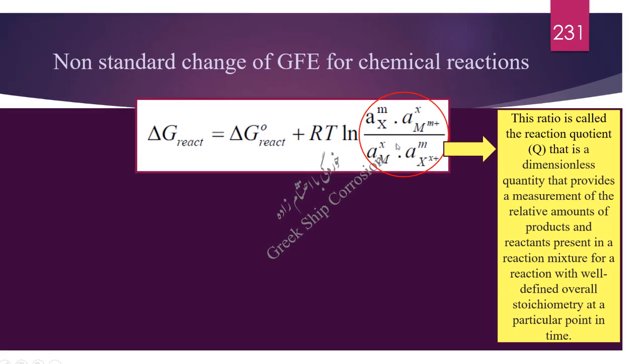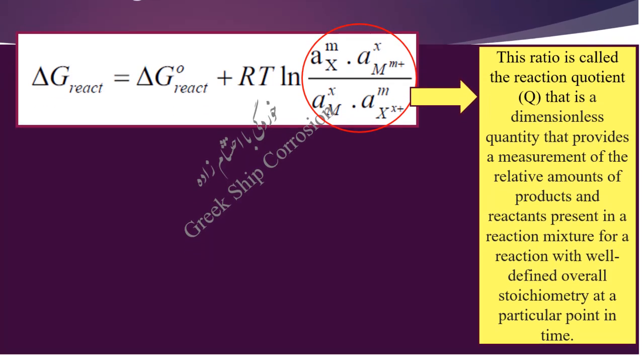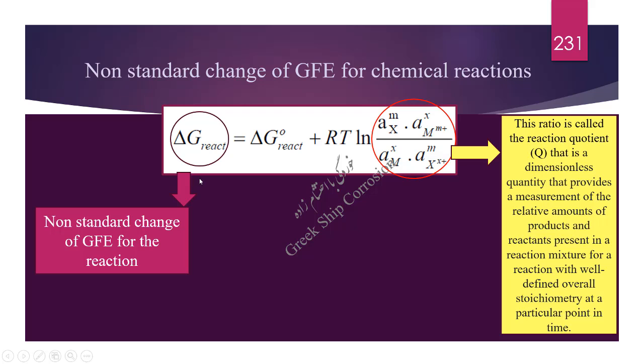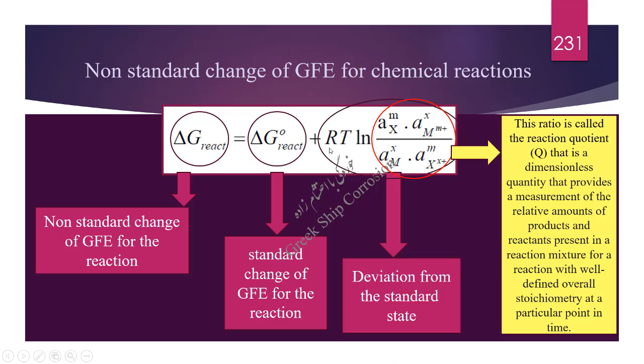In this equation, this ratio is called the reaction quotient, Q. It is a dimensionless quantity that provides a measurement of the relative amounts of products and reactants present in a reaction mixture for a reaction with well-defined overall stoichiometry at a particular point in time. So, the non-standard change of Gibbs free energy for the reaction equals the standard change of Gibbs free energy for the reaction plus RT ln Q. This sentence reflects the deviation from the standard state.